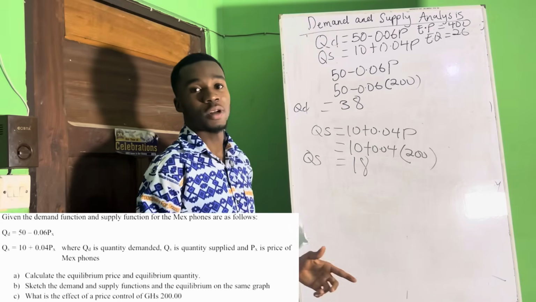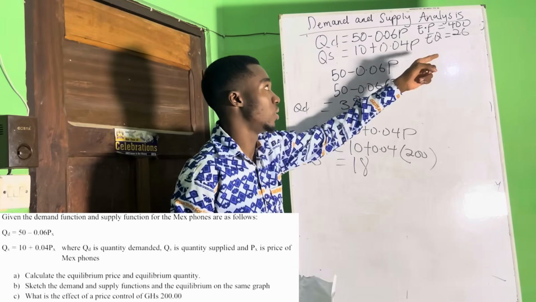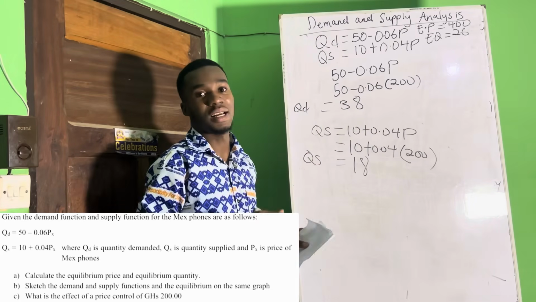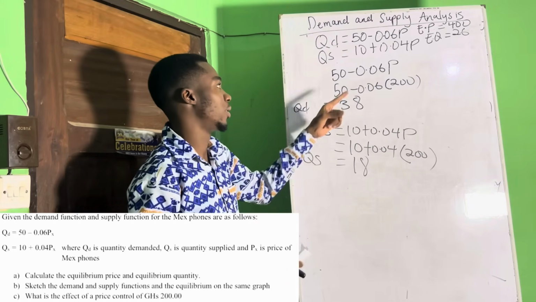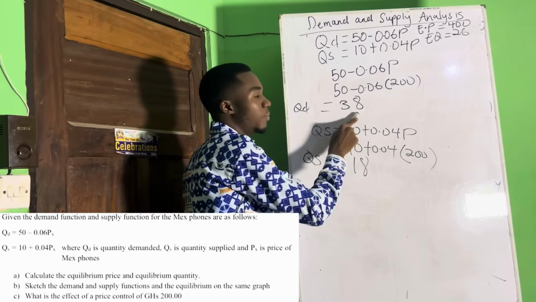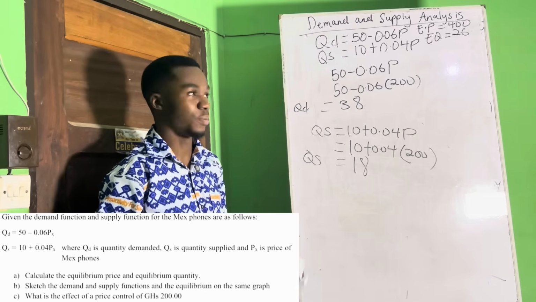So when the price was 400 cedis, people were buying 26 commodities. But when the government said the price should reduce from 400 cedis to 200, people were now demanding more. They were not demanding 26 again, but 38. You get it? Because the price has reduced.